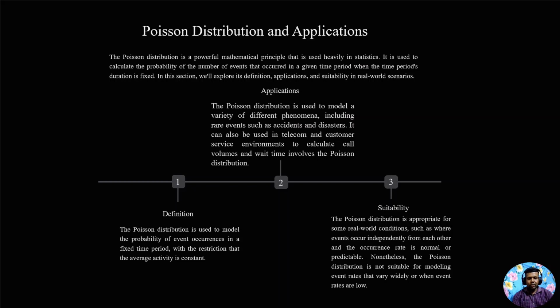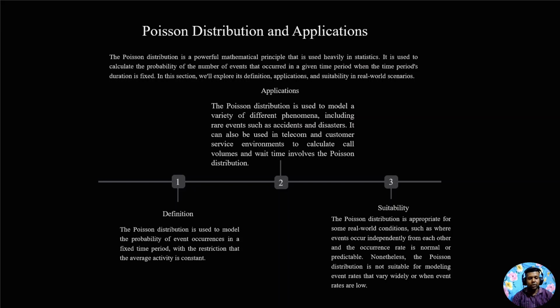First, let's see the definition of Poisson distribution. The Poisson distribution is used to model the probability of event occurrence in a fixed time period with the restriction that the average activity is constant. Application of Poisson distribution. The Poisson distribution is used to model a variety of different phenomena, including rare events such as accidents and disasters. It can also be used in telecom and customer service environments to calculate call volumes and wait times, which involve the Poisson distribution.